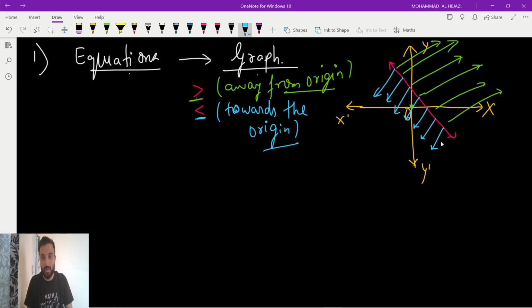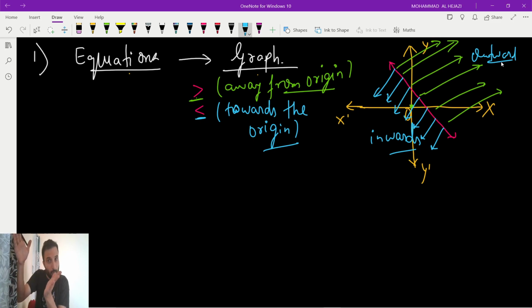Okay, or you can write this also. Away means you can write outward. Okay, this you can write inwards. Both you can write, outwards, inwards. Like you can say, greater than means away from origin, or you can write outwards. Lesser than means towards the origin, or you can say inwards. Okay, understand? Yes. First they will give the equation, and we have to draw the graph.